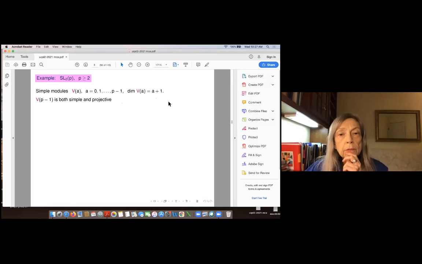So this module, this last one, is really interesting. It's both simple and projective. And I'm sure people recognize that this is the Steinberg module. And it has all sorts of fabulous properties.